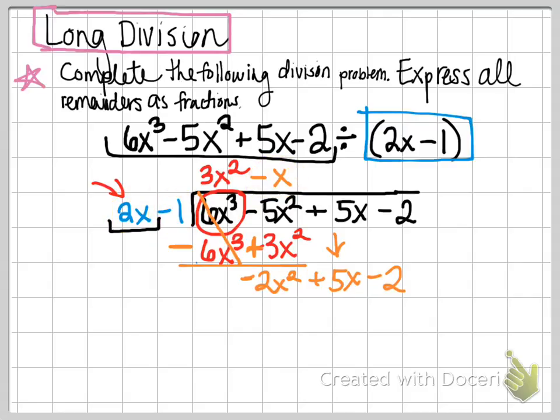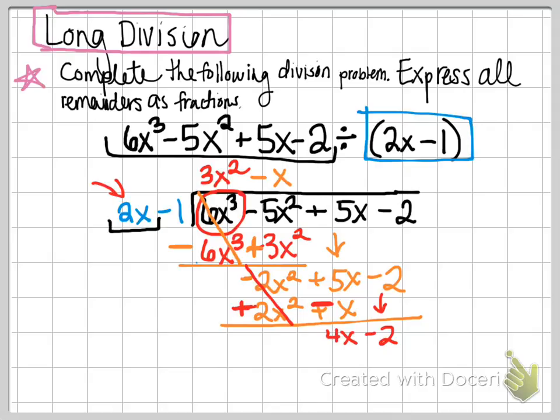Okay, so when I multiply negative x times 2x, I get negative 2x squared. Those should be identical. Negative x times negative 1 is positive x. And then I'm going to draw a line. And remember on this line, we subtract. So it's going to change this to a positive and this to a negative. Those should cancel. If they don't, you've done something wrong. 5x minus x is 4x. I'm going to bring down that negative 2. And then we're almost done.